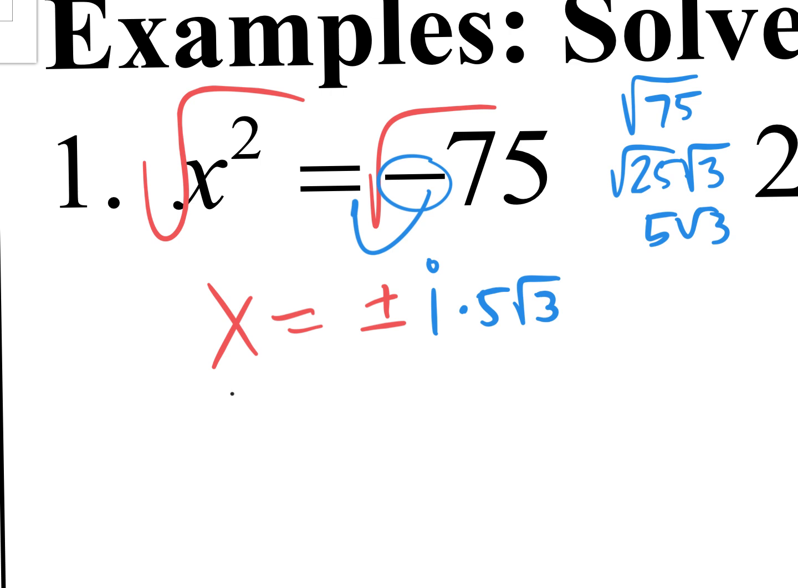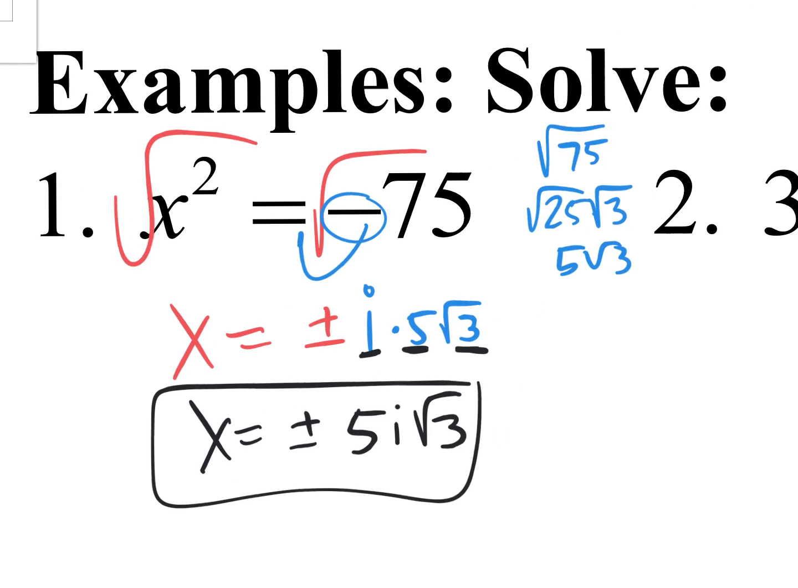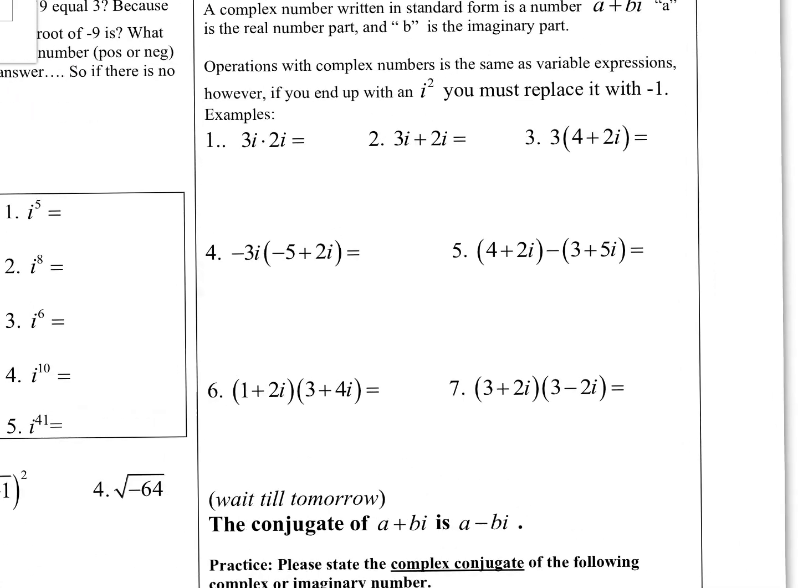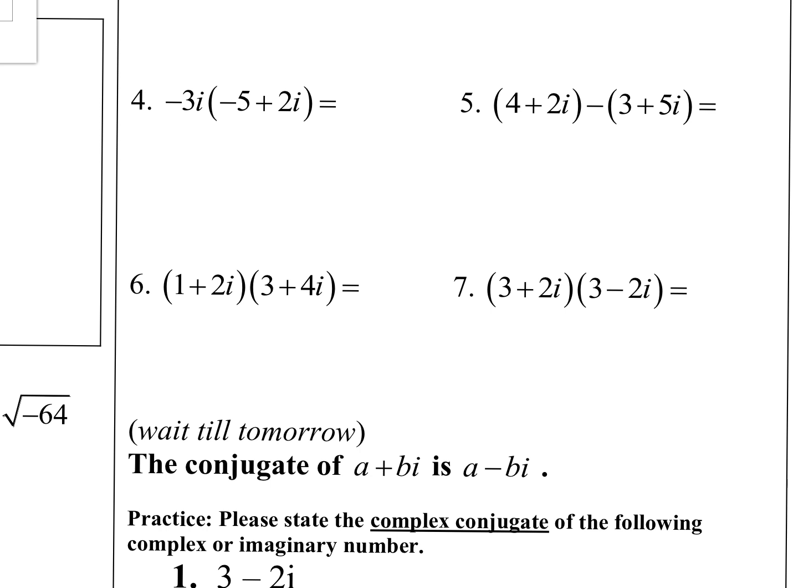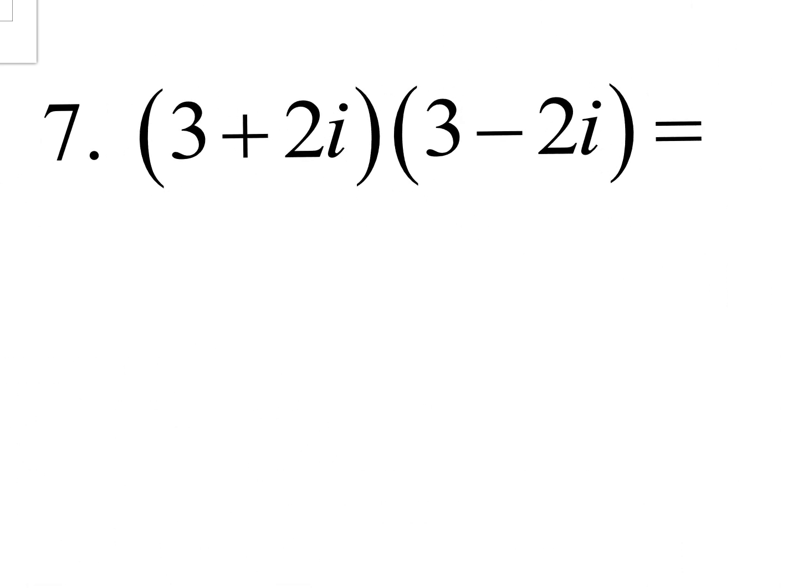The best answer would be to rewrite it x equals plus or minus, put the 5 first, the i second, and the radical at the end. 5i square root of 3. Again, we did this yesterday. Where did we stop yesterday? We stopped after simplifying the terms of i. Let's do this one. I know we did it yesterday, but let's do it one more time.